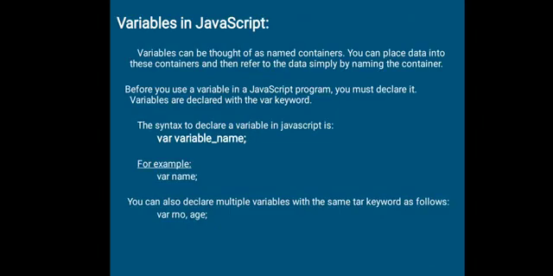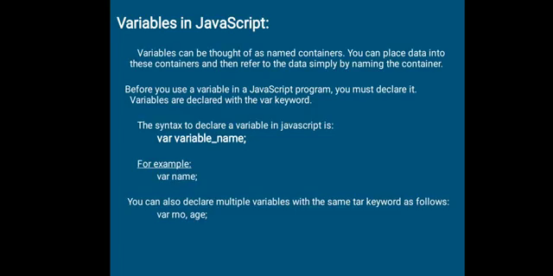A variable is a container. It holds a value. Every program contains variables. Before using them in the program, a variable should be declared. In JavaScript, to declare a variable, we'll use the keyword var. All the keywords in JavaScript are written in lowercase.